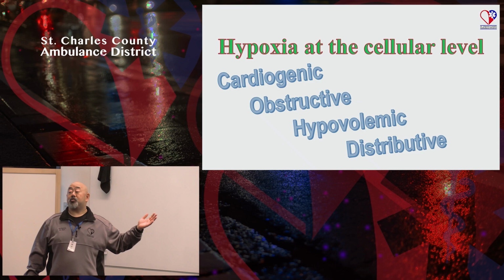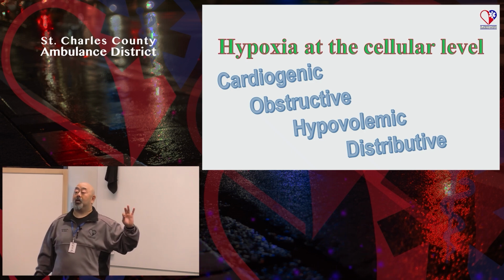Distributive. What is the most common cause of distributive shock? Anaphylaxis. Anaphylactic shock is the most common subtype of distributive shock. But what you'll notice is that whether it's anaphylaxis, sepsis, diarrhea, GI bleed, pericardial tamponade, or cardiogenic shock, the cell does not get enough oxygen.